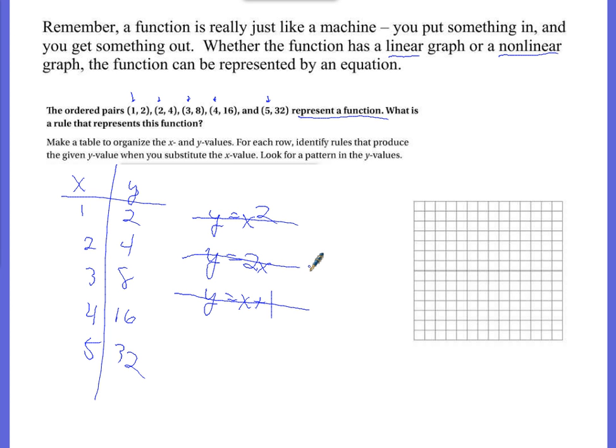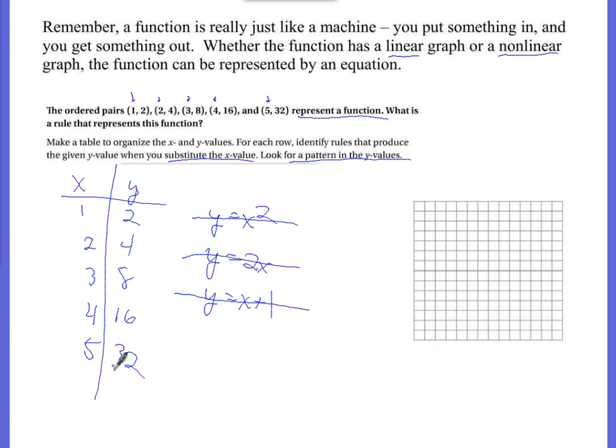There is something going on here, though. Take a look at the y values. We just tried to find patterns in the x value. It didn't do anything for us. So let's try to take a look for a pattern in the y values. We're just looking at y now. Look at those numbers. How could I go from here to here to here to here to here?